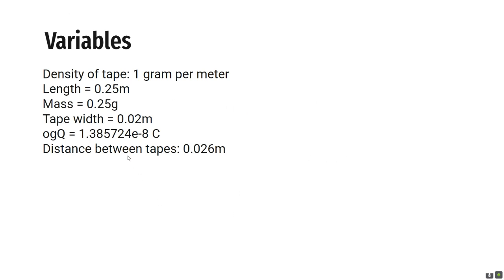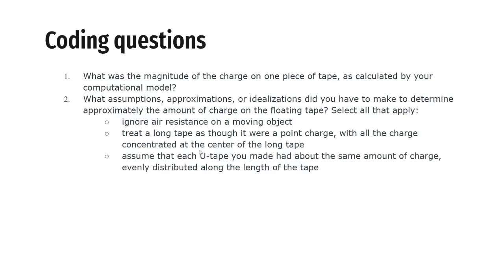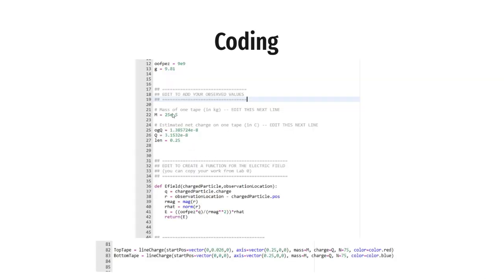These are the variables I used within my code. Length was 0.25 meters, mass was 0.25 grams. The original charge for my tape was 1.38e-8 coulombs. Distance d is 0.026 meters. So the coding questions will be answered later on. So these were the variables that I used within my code.